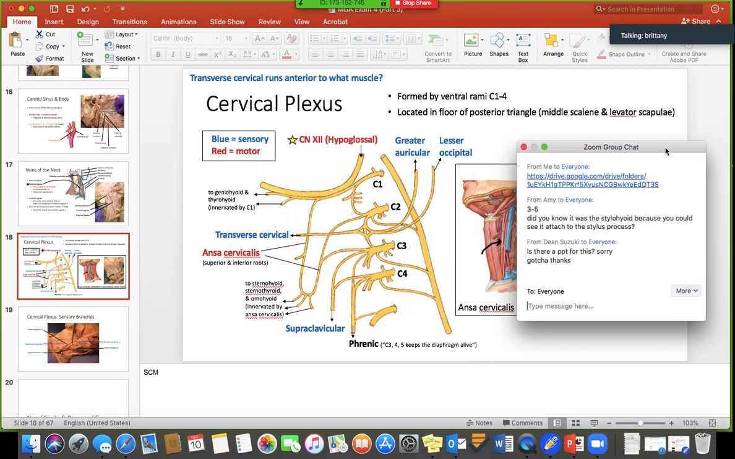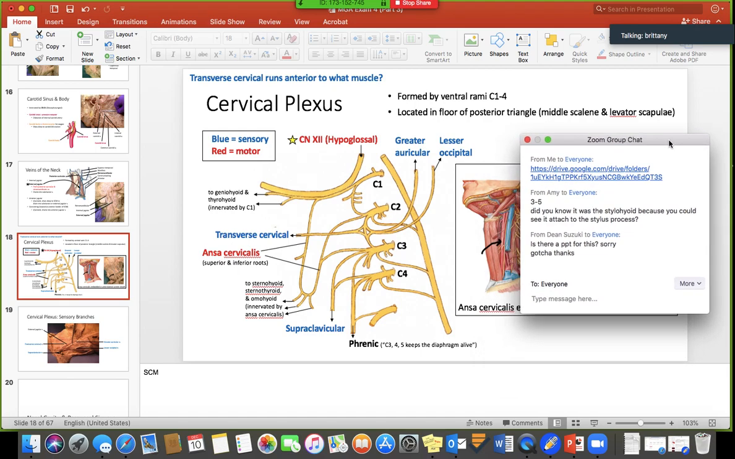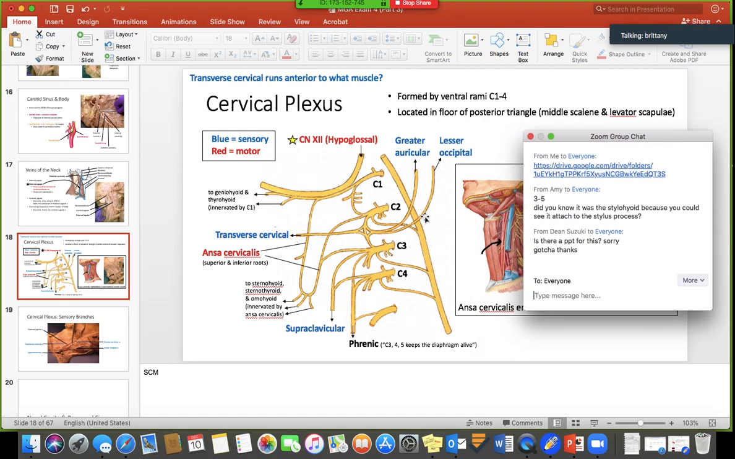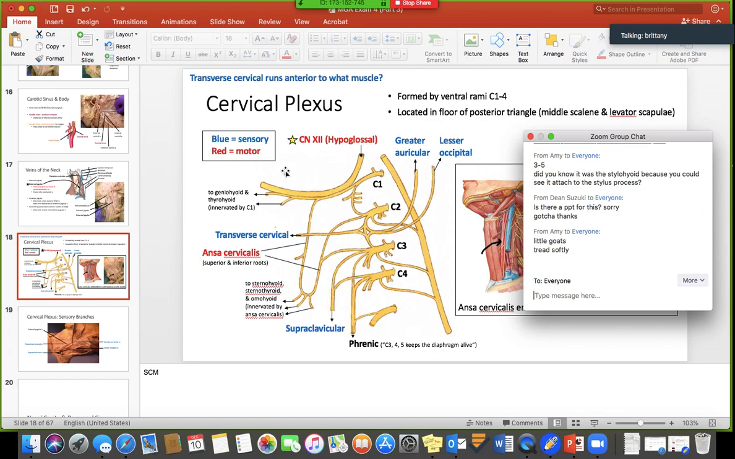As far as the cervical plexus goes, I would say a lot of these tiny branches are probably destroyed by now, so you're more likely to see this on a lecture exam. I would make sure you know which branches are providing sensory versus motor innervation. I know he used some mnemonic I hadn't heard before. Something, something treading softly. Does anyone remember it? Oh yeah, little goats tread softly. Thank you.